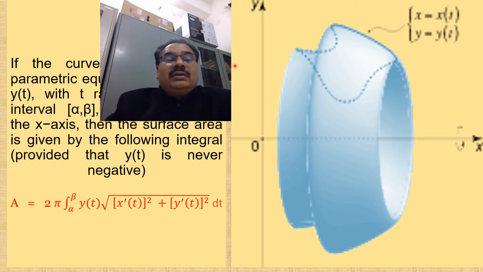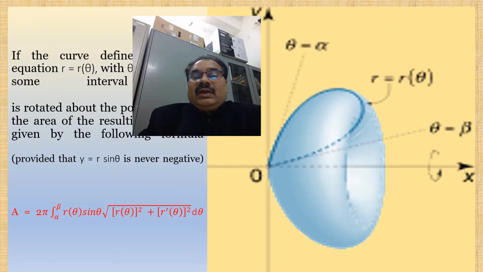Similarly, you can go for the third case when the parametric coordinates are given. If x = x(t) and y = y(t) are the parametric equations, with t ranging over some interval from α to β, rotated about the x-axis, then the surface area is given by the following integral formula: 2π ∫ from α to β of y(t) √((x'(t))² + (y'(t))²) dt. So this is about those formulas with respect to x and y.